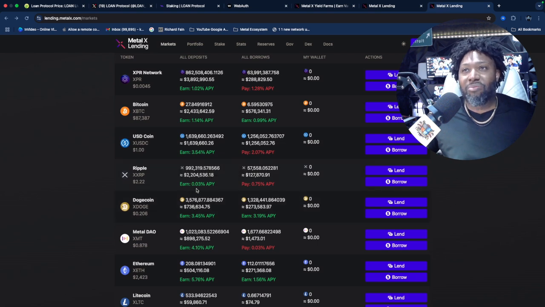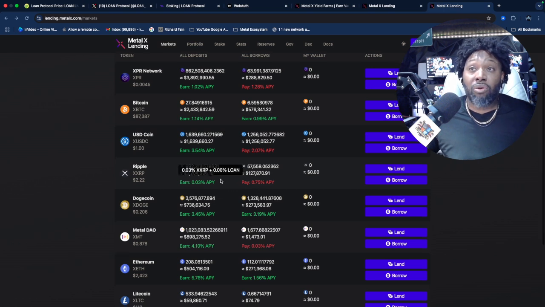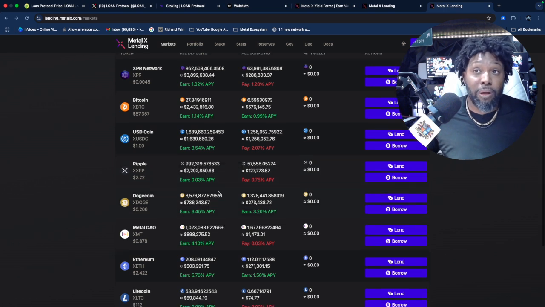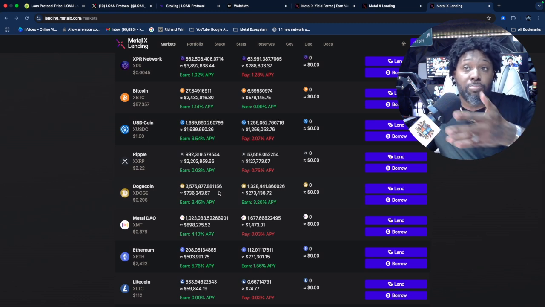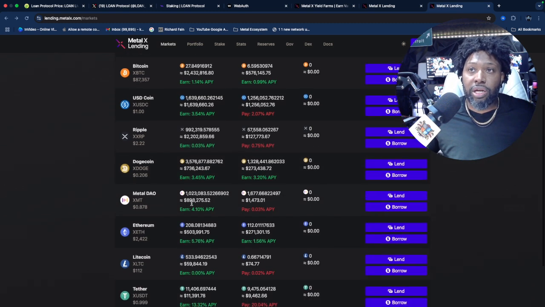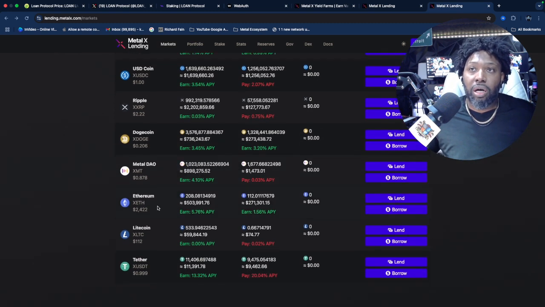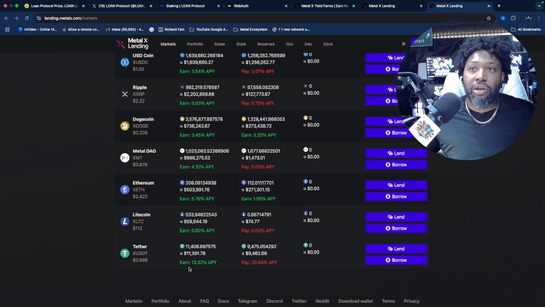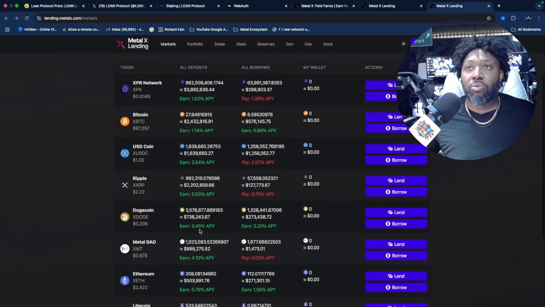Right now you're getting 0.03% APY. This is how much you pay. Now, I don't know anywhere else you can do this. When it comes to Ripple, Dogecoin, Metal, Ethereum, Litecoin, and Tether, all the ones that I told you.